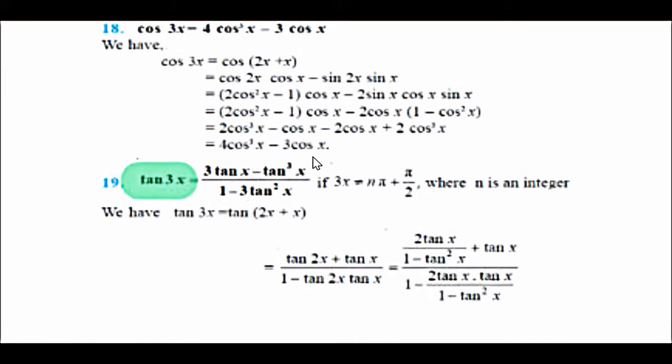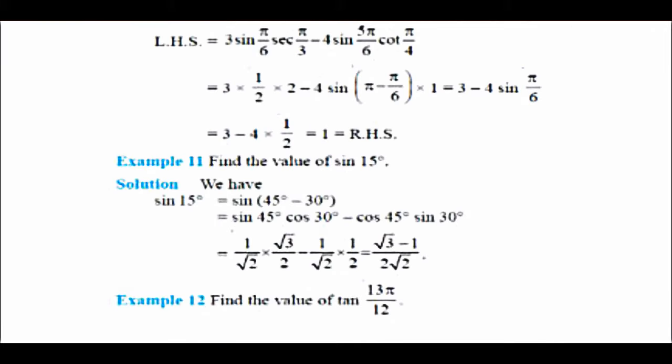Now tan 3x is (3 tan x minus tan cube x) by (1 minus 3 tan square x), and since this is tan 3x, 3x cannot be equal to n pi plus pi by 2, because we cannot afford to have the denominator as 0. So for tan 3x, again the same logic will be used. We can write 3x as 2x plus x. Now for tan (a plus b), this is the formula we are going to use: tan a plus tan b by 1 minus tan a tan b.